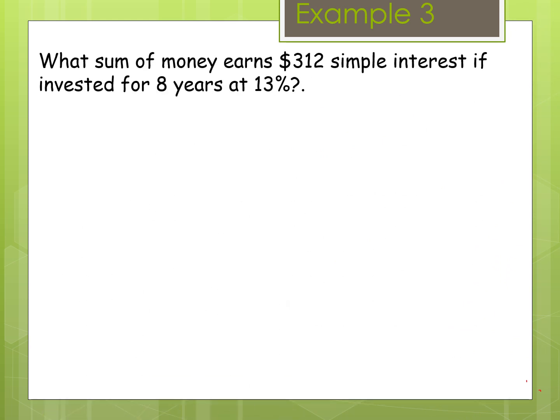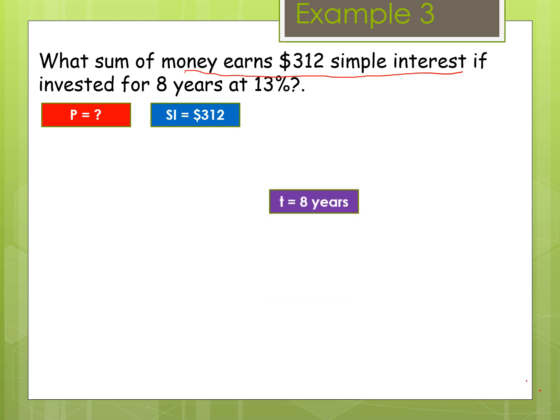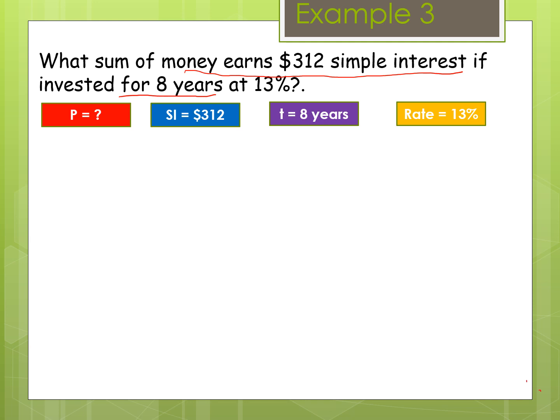Example 3. What sum of money earns $312 simple interest if invested for 8 years at 13%? Here we're going to find the principal. So let's identify what we know. We don't know the principal. Simple interest is $312. Money earns $312 simple interest. The time is invested for 8 years and the rate is at 13%.